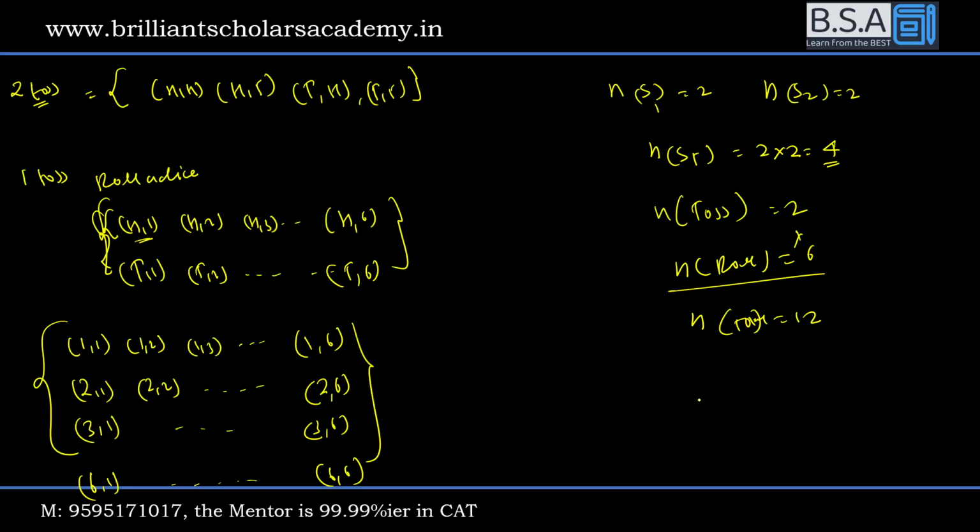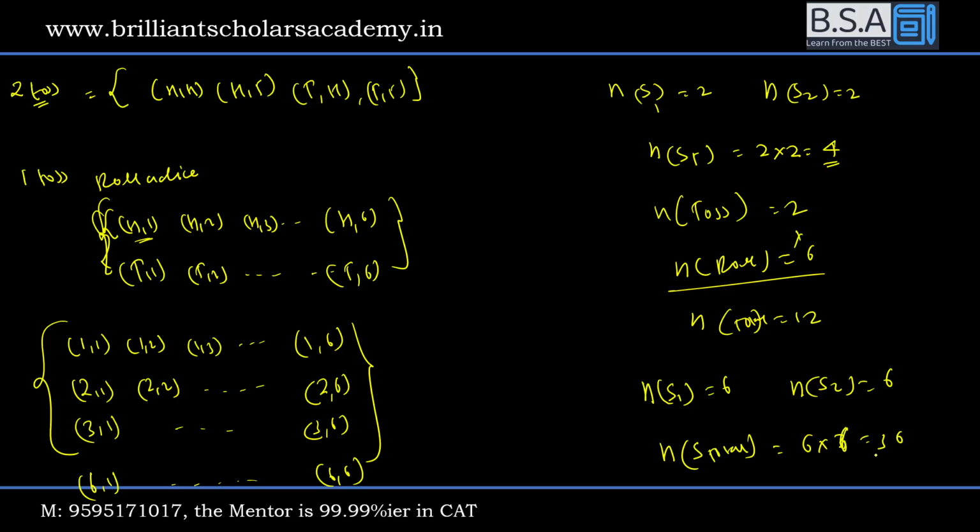So how many outcomes are there? One toss or one roll will have 6 outcomes. Another roll will have 6 outcomes. If you perform both, the total outcomes for you would be 6 into 6, 36.